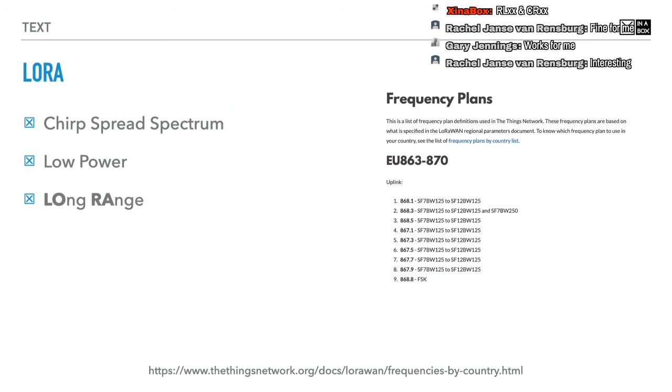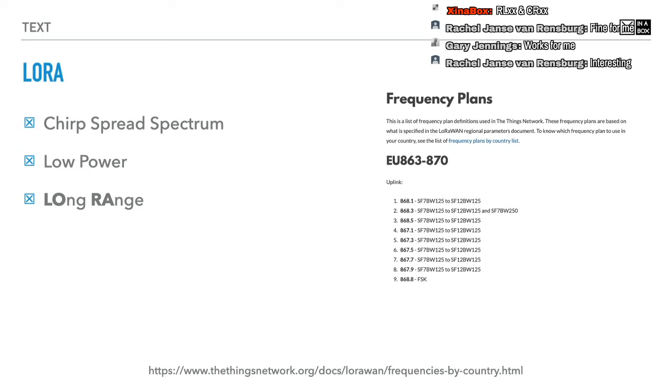Okay, so LoRa, very short: chirp spread spectrum, low power, long range. You can read more about it. It's very technical. I don't really understand all of it either. But it has a lot of different frequencies. So the way you can think about it is that LoRa has a lot of different telephone numbers. So if one of them is occupied, it just jumps to one of the other ones.